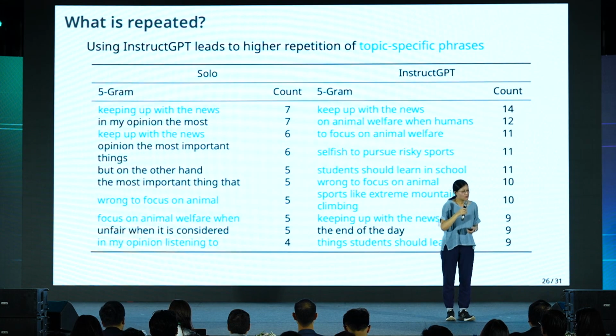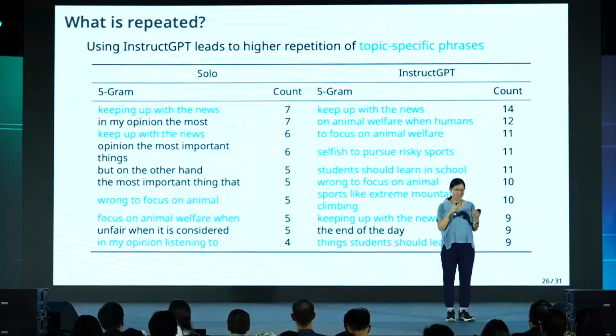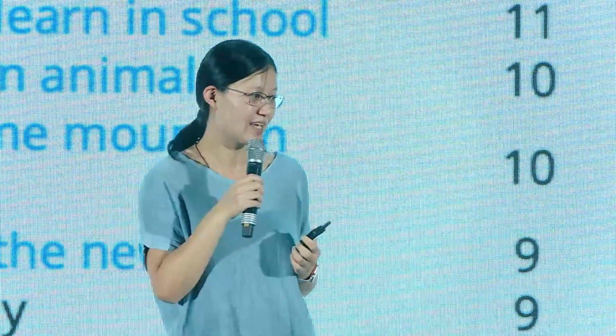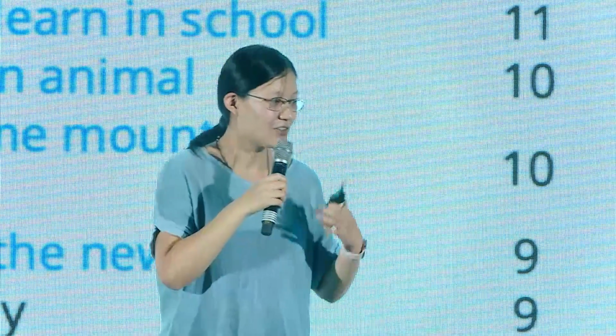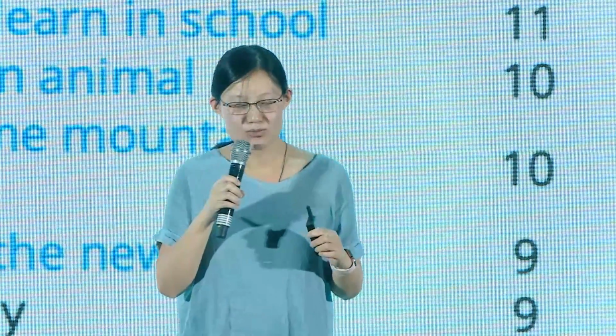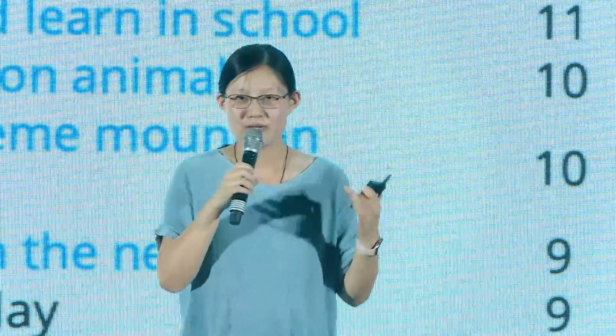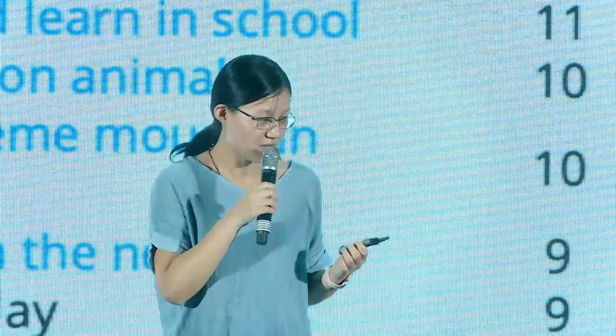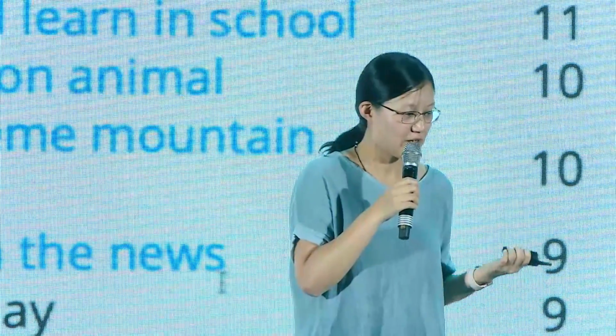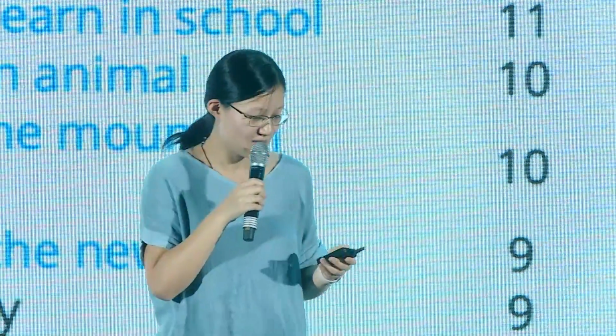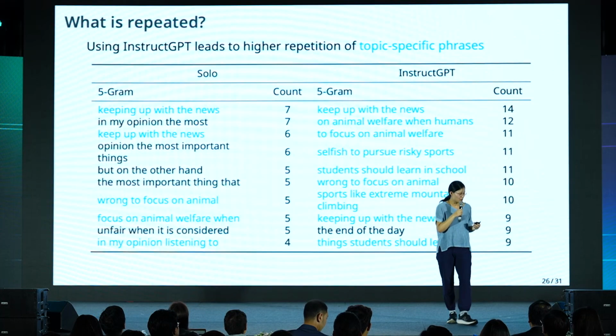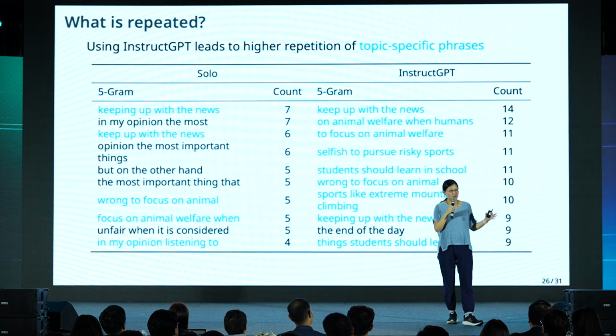And then we further looked into what is really repeated when people are writing with language models. On the right, you see that when they're writing alone, the repetitions are mostly on common phrases, like "on the other hand" or "the most important thing." But when they're writing with language models, the repetitions are more focused on topic-specific or argument-specific phrases, like "focus on animal welfare" or "selfish to pursue risky sports." So the model's output is actually influencing people's arguments, even though they have full freedom to edit what the model has generated or suggested.